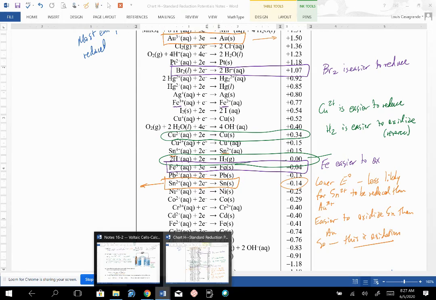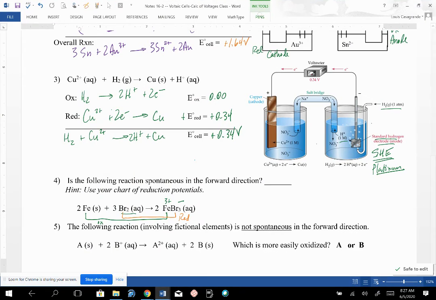And so even without having to calculate it, we can come back and say it is going to be spontaneous in the forward direction. And again, Fe is easier to oxidize than bromide. You always have to compare the two things that would be either oxidized or reduced. And Br2 is easier to reduce than Fe3+.